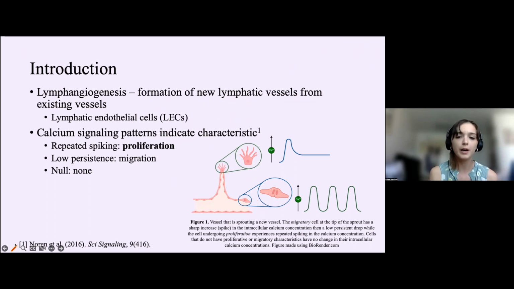And by looking at the specific calcium patterns within the cells, you can determine what kind of characteristics the cells have, whether it is migratory or if it is more in a proliferative state. And so by observing these patterns in cells under different conditions, we are hoping to actually influence them ourselves.